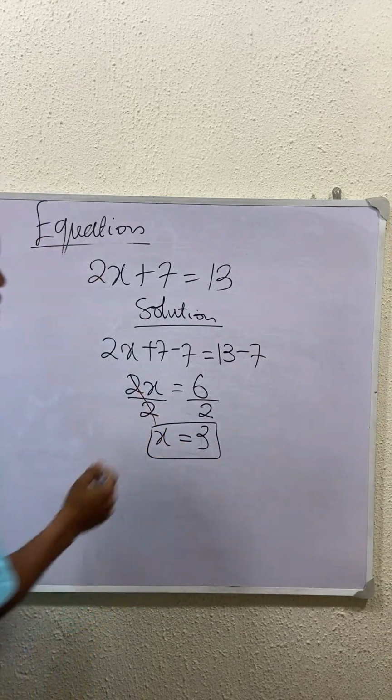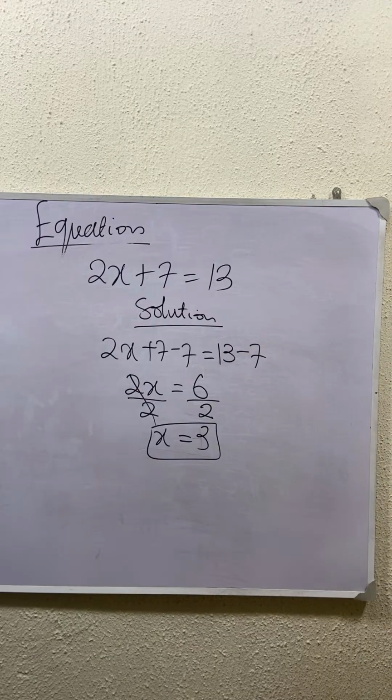So the value is 3. 3 is the only number that you can plug into the equation and get the left-hand side and the right-hand side to be the same. So the answer is 3.